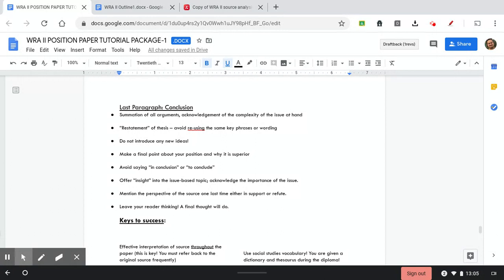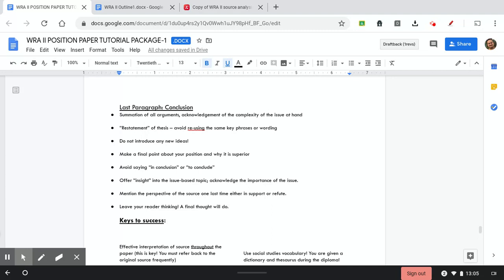Here you can make a final point about your position, why it's superior. Avoid saying things like in conclusion or to conclude, but offer some insight into the issue-based topic. Acknowledge the importance of the issue. Mention the perspective of the source one last time, either in support or refute. And then leave your reader thinking. A final thought will do.